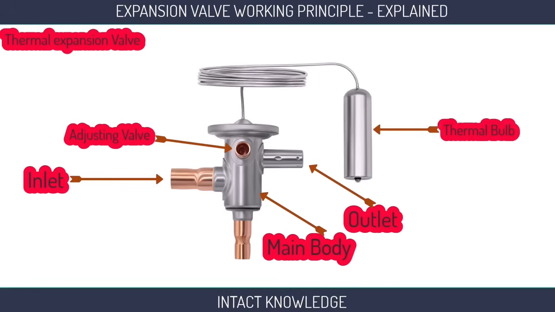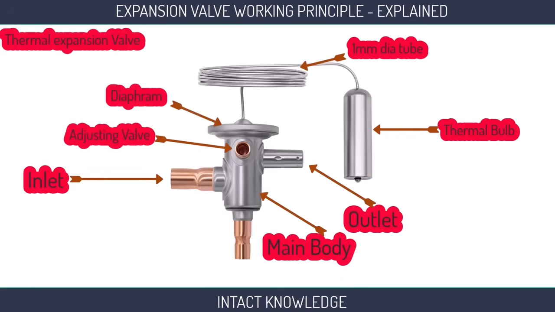It is a thermal bulb that has a refrigerant inside. It is a small tube of about 1 millimeter diameter. It has a diaphragm inside. Diaphragm means it is in a round disc shape. Now let's see how it works.